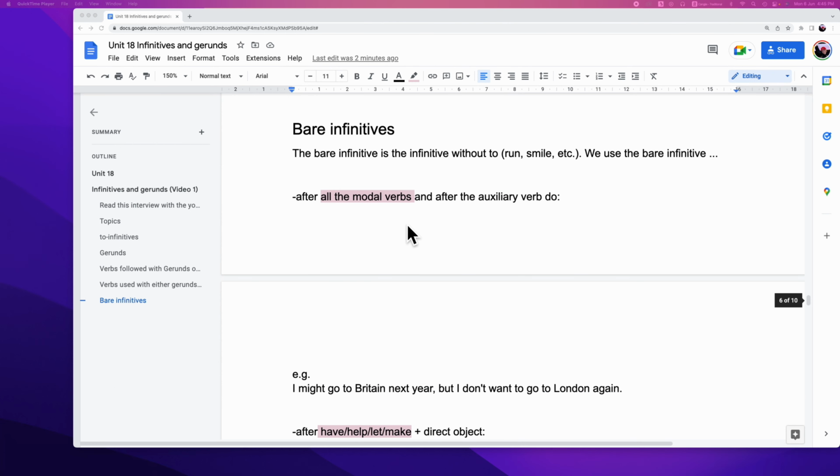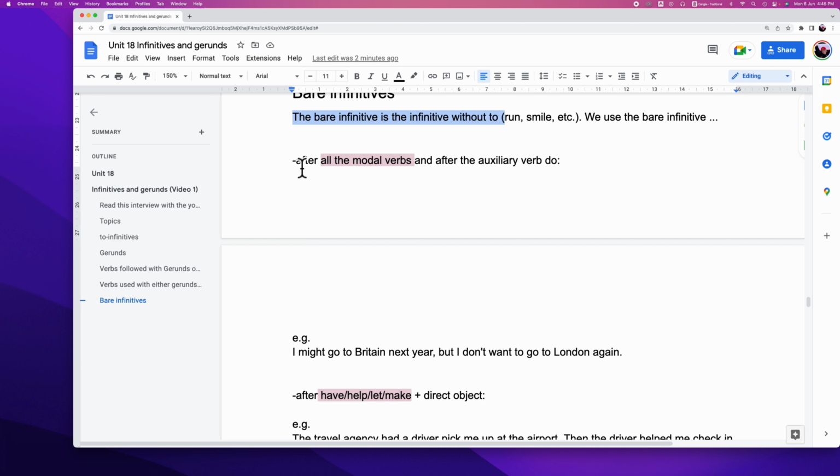This video is talking about bare infinitives. Let's get started. After we talked about the difference between using to-infinitives and gerunds, today we talk about bare infinitives. Let's take a look at the following examples. What is a bare infinitive? The bare infinitive is the infinitive without to, without -ing. We just use the bare form of a verb.